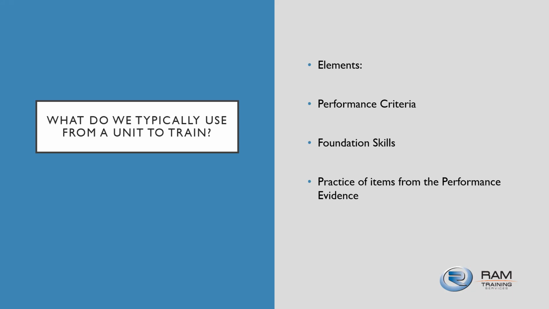The performance criteria are going to be the standards or the expectations on how the elements are done. Then the foundation skills are the fundamental reading and writing, interacting with others, and digital literacy skills that someone would need. Then the performance evidence tells us what ultimately somebody is going to be assessed on being able to do. And we're going to look at an example of that in just a moment. But if we're going to build a training or a session plan based on a unit, we're going to direct our attention probably predominantly to the performance criteria there.